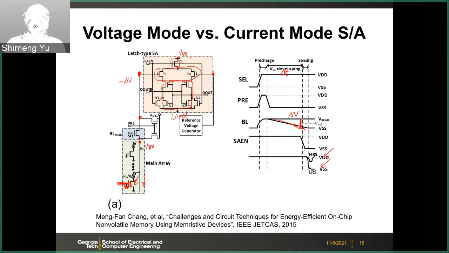You will need a reference here in the middle for those two cases. For example, if you sense the low resistance state, then current is large, you will decay faster. If you sense the high resistance state, current is small, then you will decay very slowly. So after some time, you get this delta V. But if you place your V reference this side, a constant voltage somewhere in the middle, then you can differentiate those two voltages at this moment when you turn on the sense sampling enable.